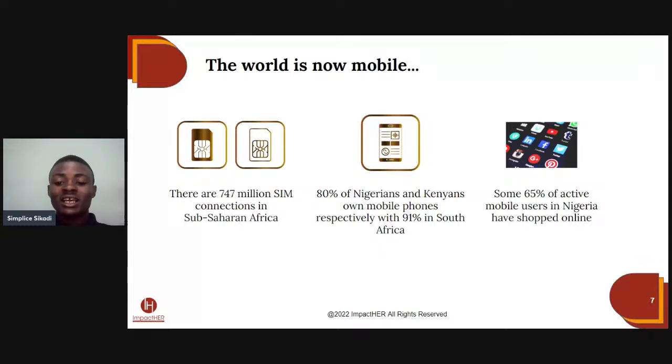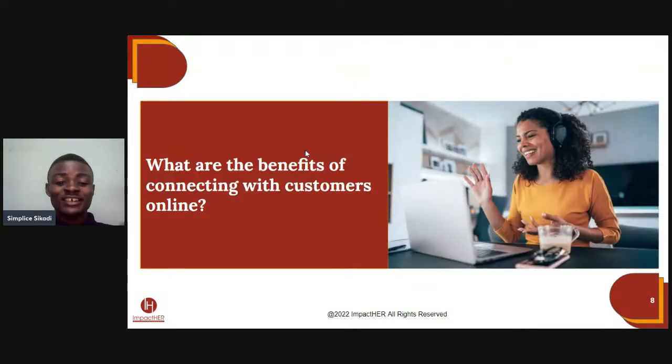That's a big statistic. That's a big potential market, which you don't want to miss. If you have any platform with 91% of people, I think it is worth exploring. And 65% of active mobile phone users in Nigeria have shopped online. Now, these are very important statistics for those in Nigeria. 65% of those that have mobile phones have shopped online, meaning they don't just have mobile phones, but they use them to purchase goods and products online. So if you're not online, you're probably missing a lot, right?